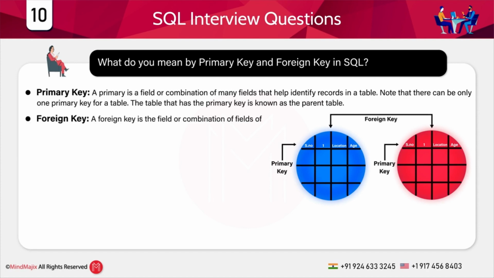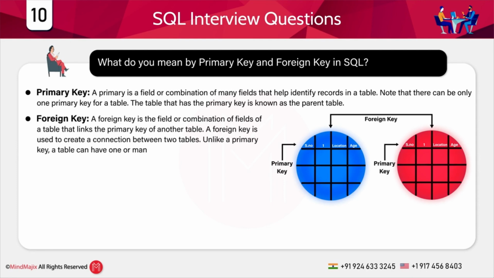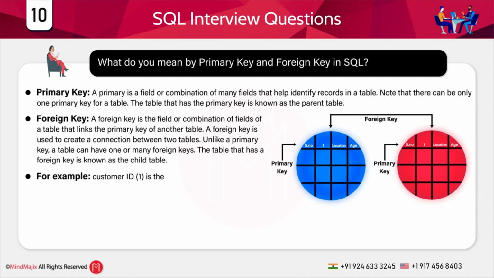Now if you talk about the foreign key, a foreign key is the field or a combination of fields of a table that links the primary key of another table. A foreign key is used to create a connection between two tables. Unlike the primary key, a table can have one or many foreign keys. The table that has a foreign key is also known as the child table.